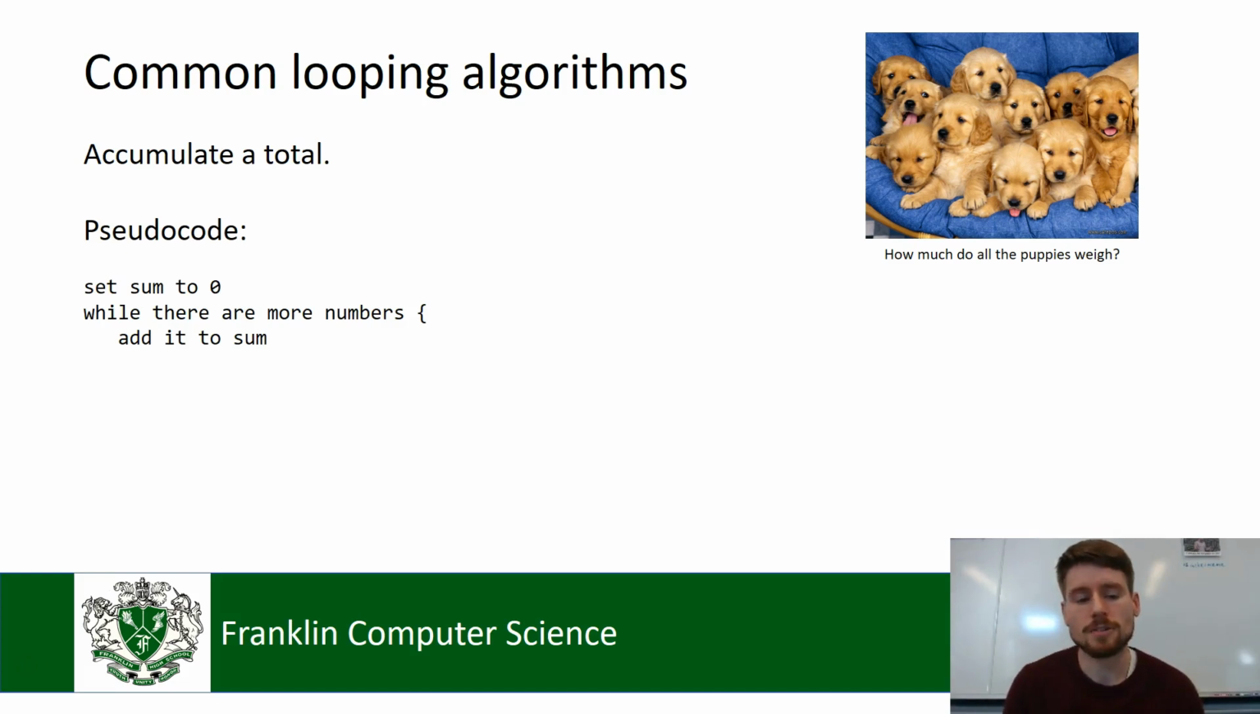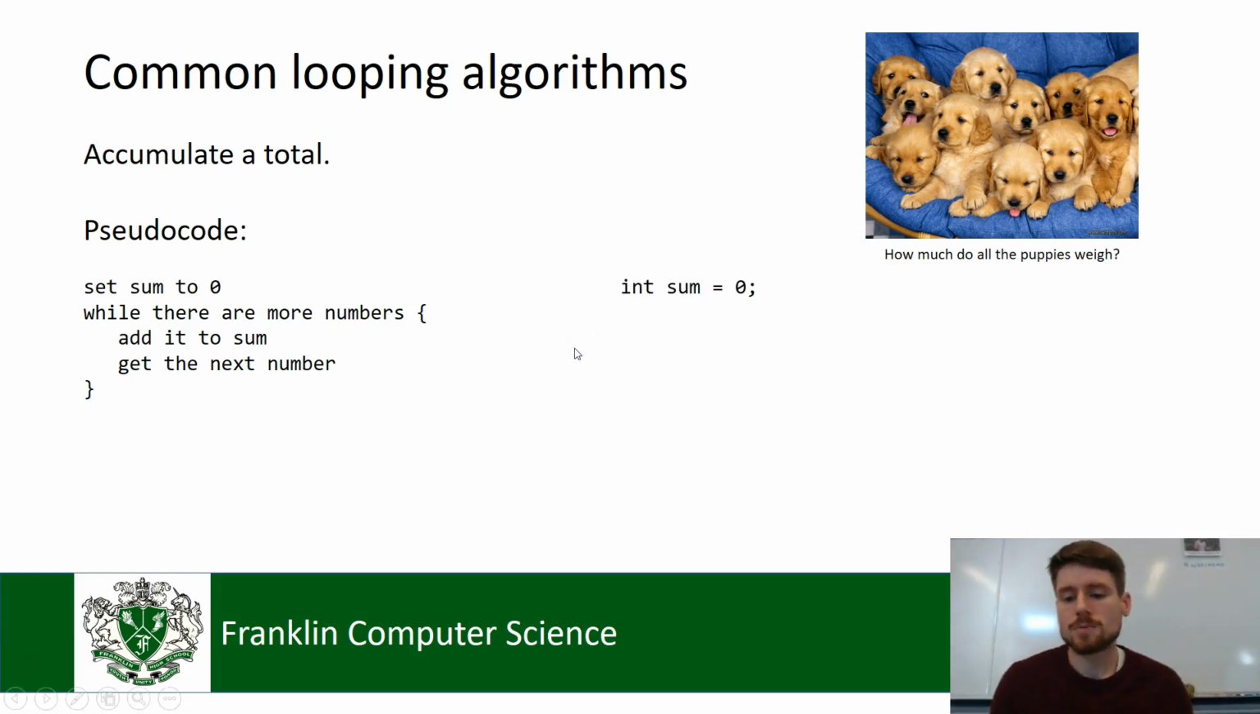So sum is now 5, and then we get the next puppy, so we weigh the next puppy. This puppy is a little heavier, it weighs 6 pounds, so we're going to add it to our total, and now sum is going to be 11. And so we just loop while there are numbers, adding each number to the sum, getting to the next number, and then at the end we've got the sum.